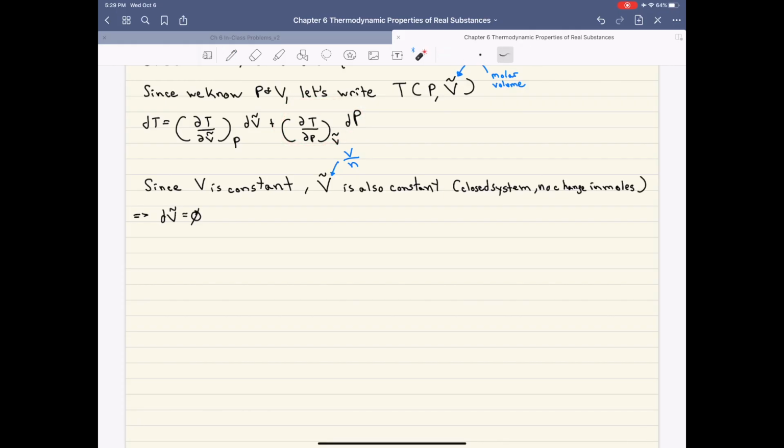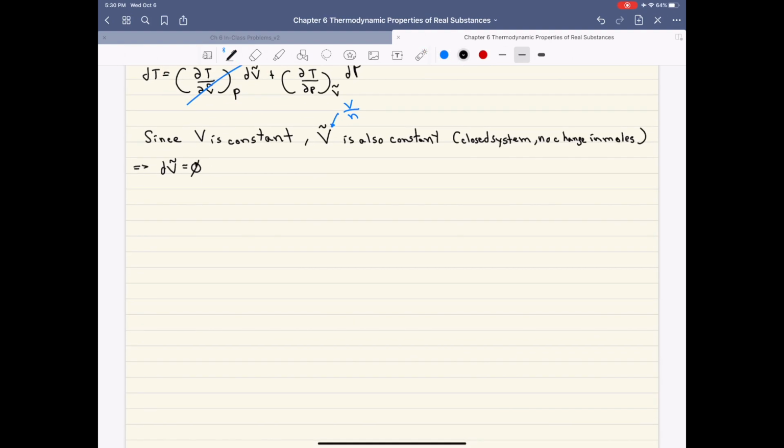Oh, I mean, not that term. This term is going to go away. And so what we're left with in our total derivative is that dT is just equal to the partial derivative of temperature with respect to pressure at constant molar volume times dP. If we wanted to figure out T2, we would just have to integrate, and we would get T2 minus T1 on the left-hand side equal to the integral of (dT/dP) at constant V dP. So that's the basic outline for solving this problem.